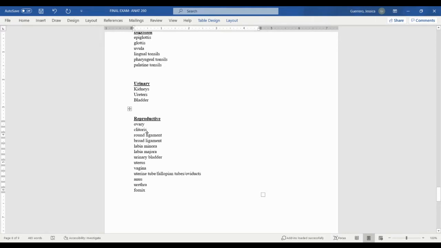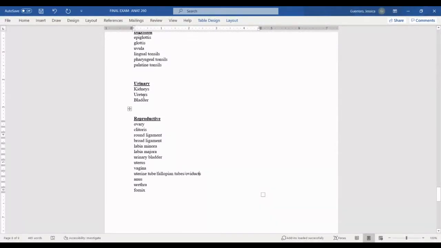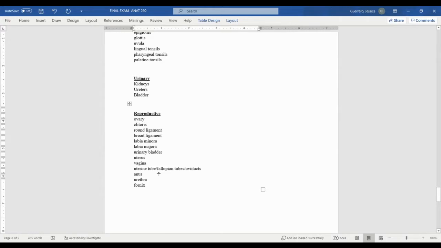But the ovary, the clitoris, the round ligament, labia minora and majora, the urinary bladder, which is in the diagram but is technically part of the urinary system, the uterus, the vagina, the uterine tubes, which are also called fallopian tubes, which are also called the oviducts, the anus, the urethra, and fornix. And so I went and got these diagrams to help with the anatomy. So the male reproductive system and the female reproductive system. There are questions on your final exam about labeling. So I wanted to make sure you had diagrams to reference.